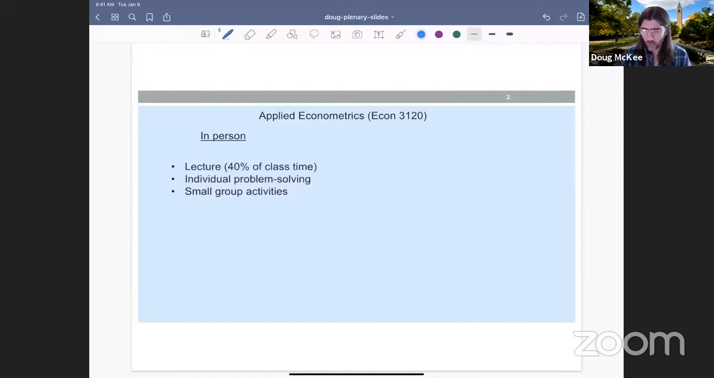All right. When I made the transition, instead of deciding to go asynchronous, what I wanted to do was maintain as much of the interactivity as I had in class. So the goal was to basically replicate as much of the structure of the class as I possibly could.